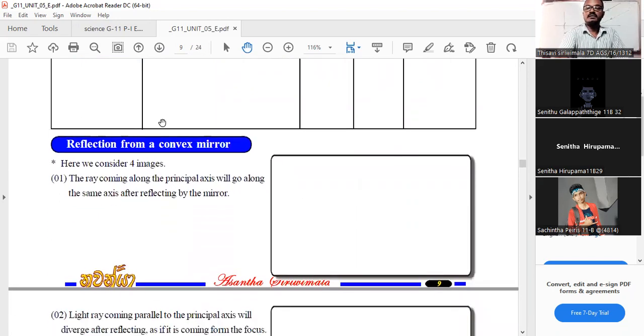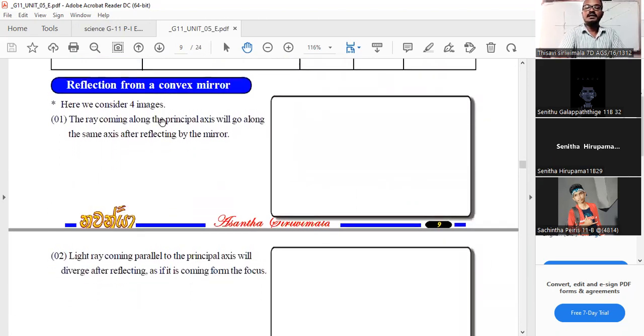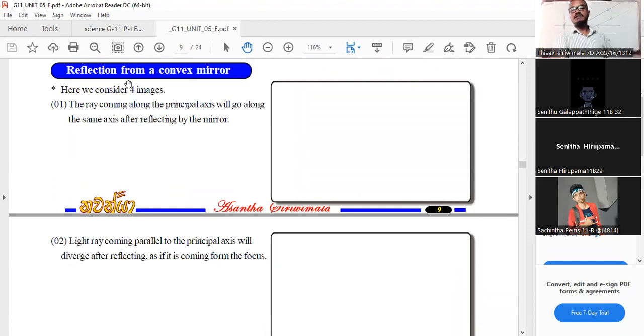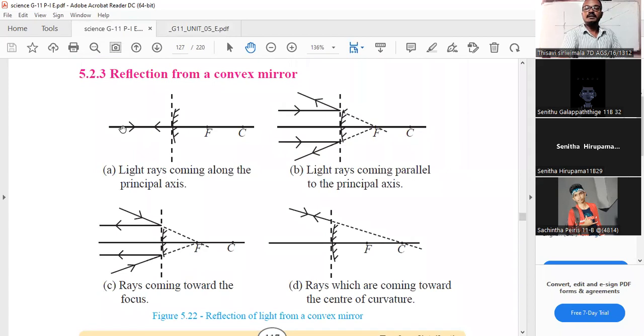Reflection from a convex mirror. Here we consider four images. Now for the convex mirrors, there are four basic images, ray diagrams actually. Now here, the first ray diagram, right? You can see a ray coming along the principal axis and it gets incident on the mirror and gets reflected along the same line, along the principal axis.